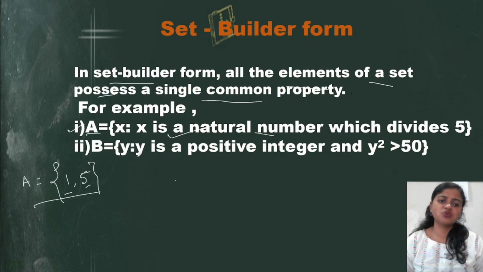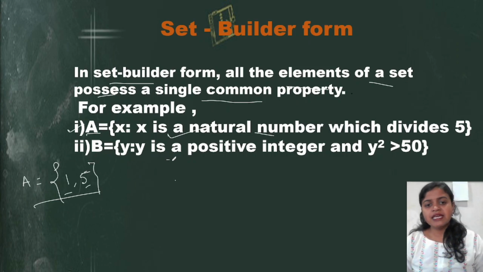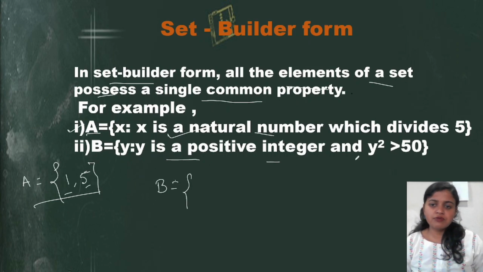Next, B equals y such that y is a positive integer and y square is less than 50. So B is a set. Here the members will be what? y is an element, a positive integer, and y square is less than 50.